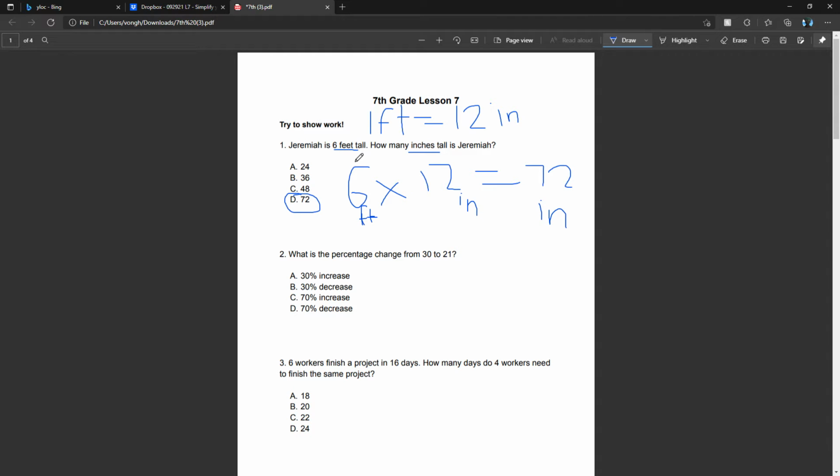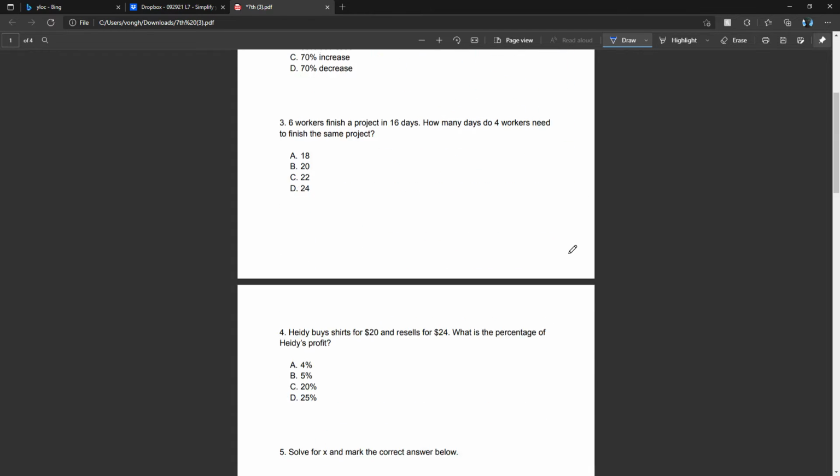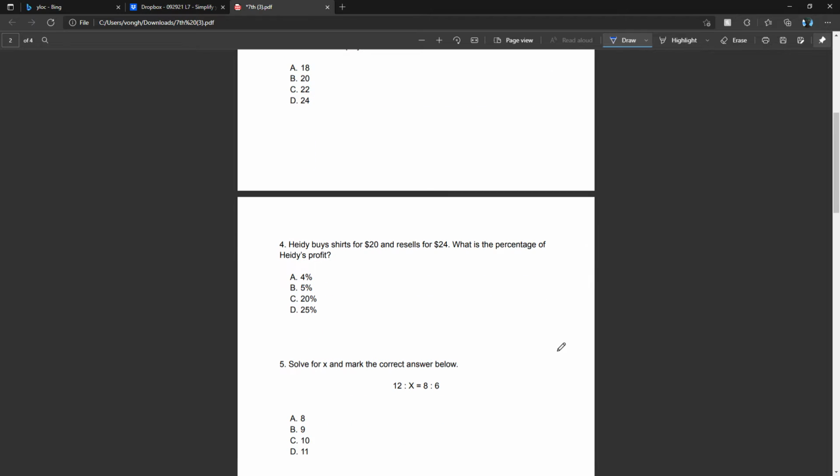So when it's asking a problem like this, you just convert the feet to inches. This you should be able to do on your own.